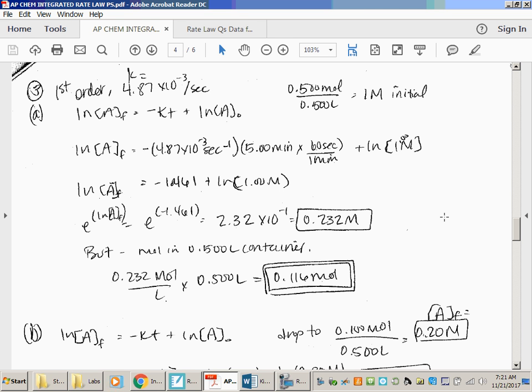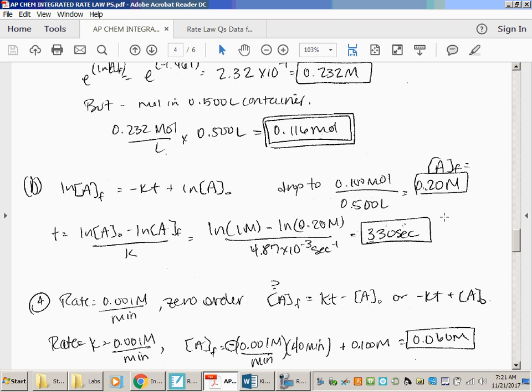Once you go and eventually find ln of A, ln of A is negative 1.461. So to offset ln, so opposite of ln is e. So you raise e to that power, and so in the end you get the molarity to be 0.232 molar. But it did not ask for molarity; it asked for moles. So given the fact that it never told you the volume change to that container, all you do is multiply molarity, so moles per liter, by the liters given, so the milliliters in that case. Liters cancel, and you end up getting 0.116 moles.